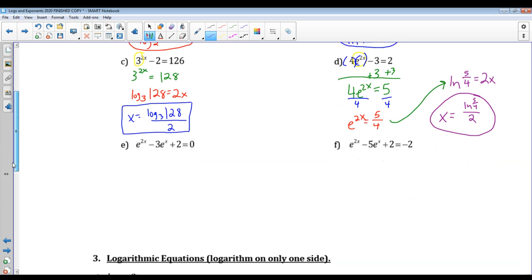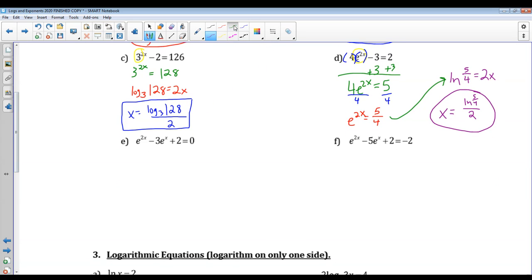Moving on. Letter E is unique. This isn't really an exponential equation. It looks exponential because we have those e to the powers in there. But all this really is, when you boil it down, when you see that e to the 2x, how do you get e to the 2x?